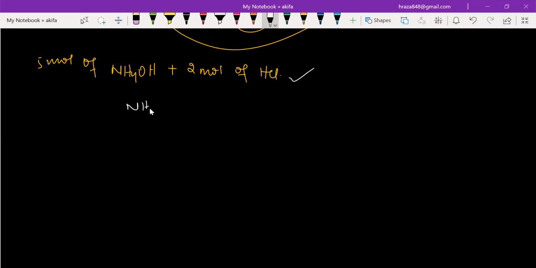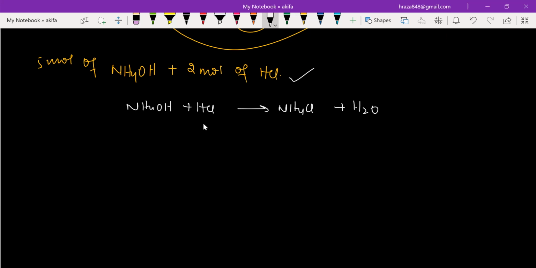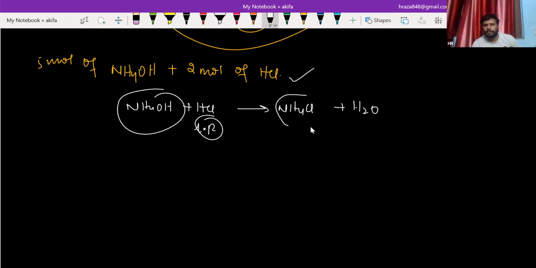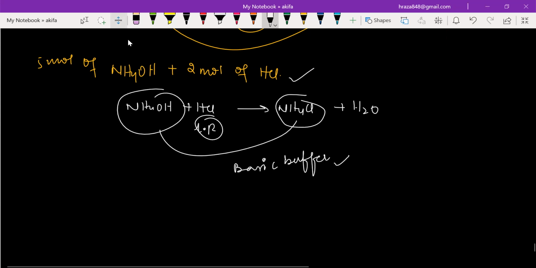HCl will be the limiting reagent. Yes. And what will be the product? Basically, there will be a salt, and here it will be H2O. This is the leftover, so this is a weak base and its salt with a strong acid. So basically, it is a basic buffer.